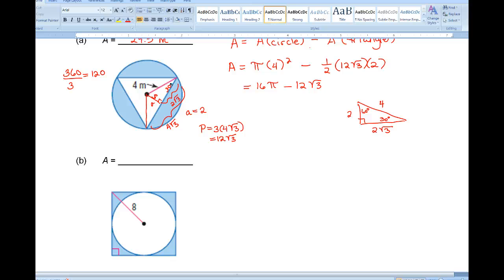How are we supposed to know? Okay, so what do you have in the next picture? We're going to take the area of the square this time, right? And we're going to subtract the area of the circle.